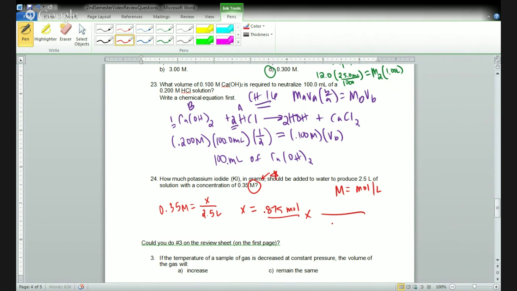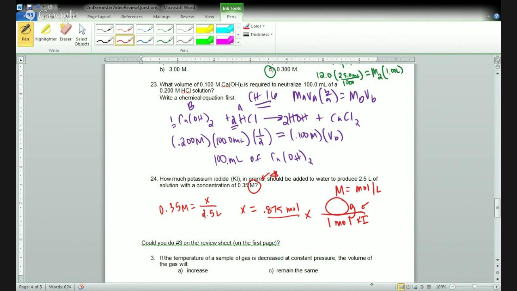I don't have a periodic table handy because I left it at school, so I'm not actually going to finish this problem because I don't know the mass of iodine off the top of my head. So what I would have to do is look up the mass of potassium, the mass of iodine, and add those numbers together to get this on top.